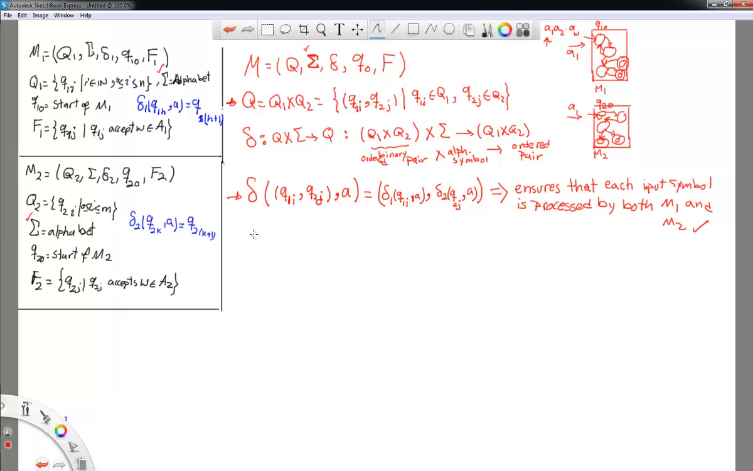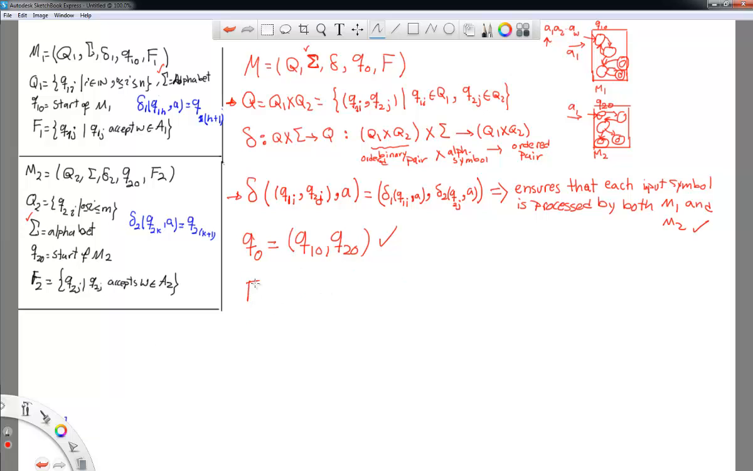Which one should be the start of my machine M? It's easy. The start of my machine M is the start state of machine M sub 1 and the start state of machine M sub 2. So that ensures that when the first symbol is read, it's processed by both the start state of machine M sub 1 and the start state of automaton M sub 2. So that kickstarts both M sub 1 and M sub 2 to keep my process intact.